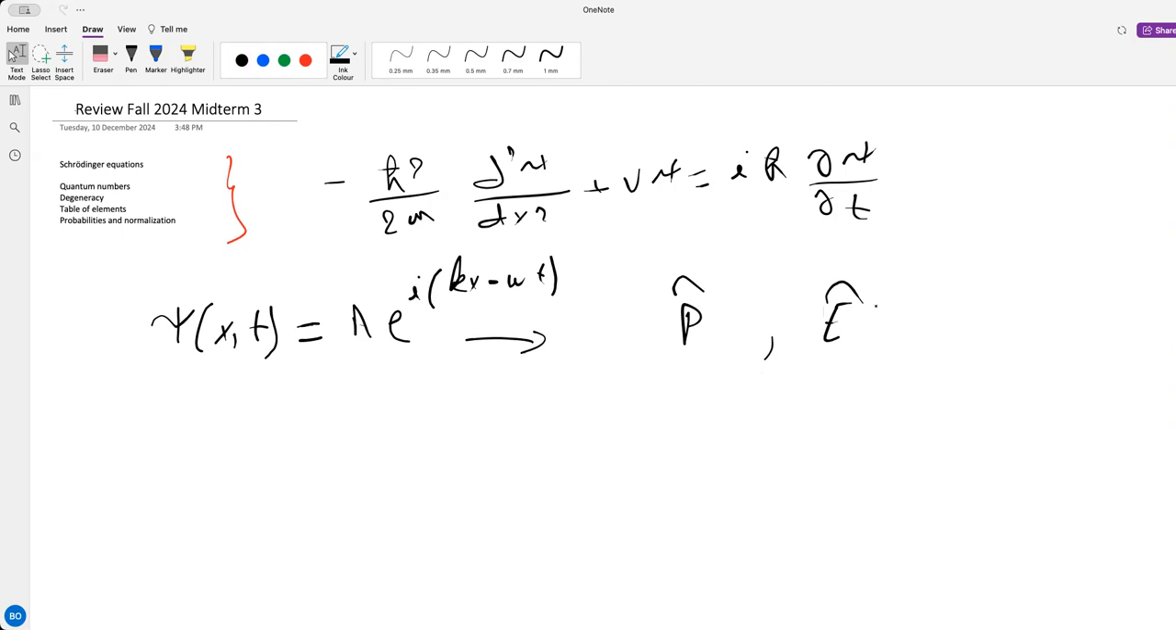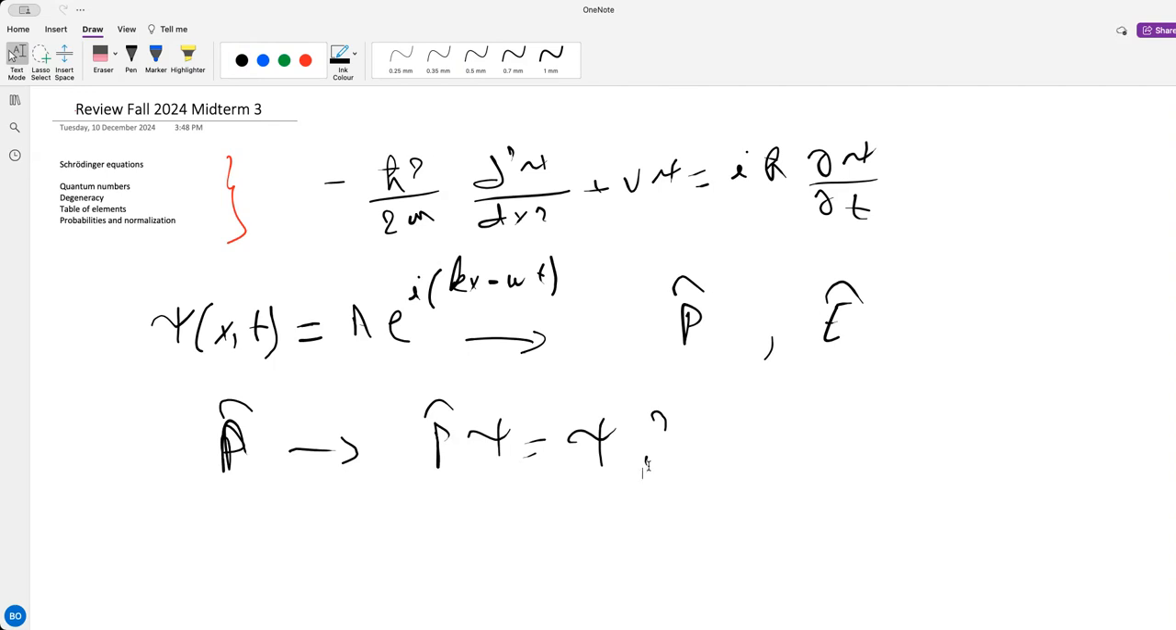This we have done in class. I will not repeat it, and it is also in the text. Or I can ask you to apply the momentum or the energy operator to this wave function. So what should be the result?